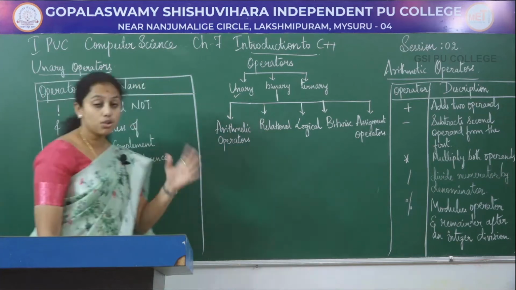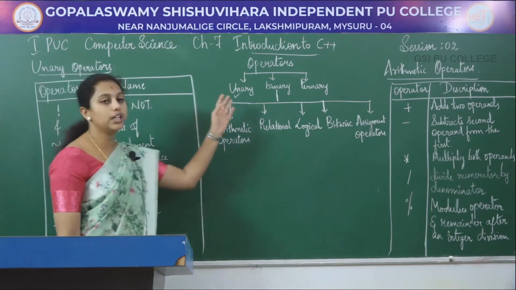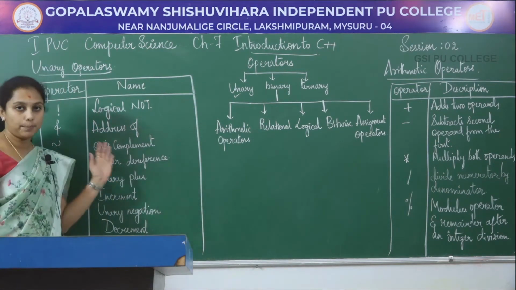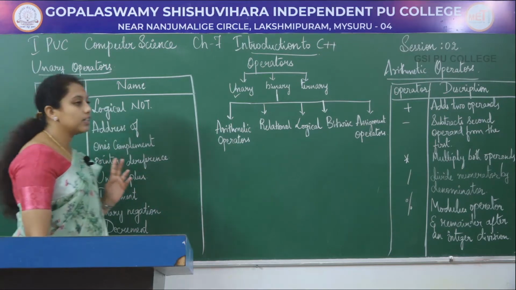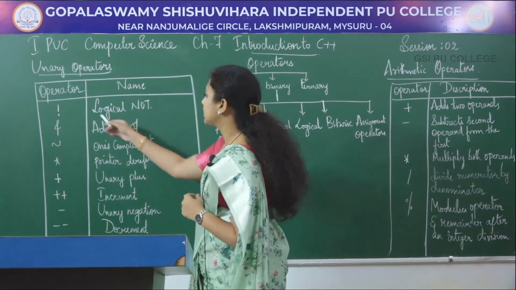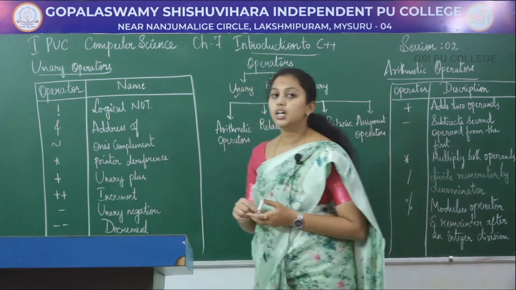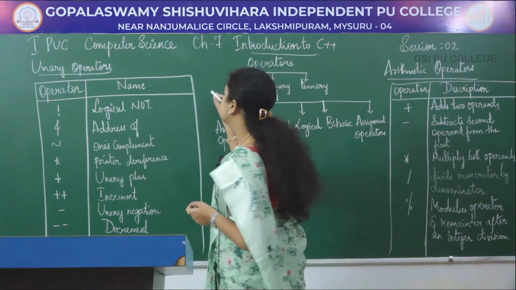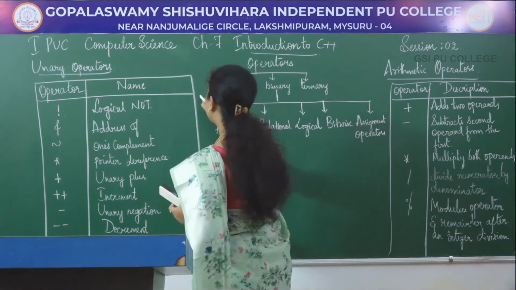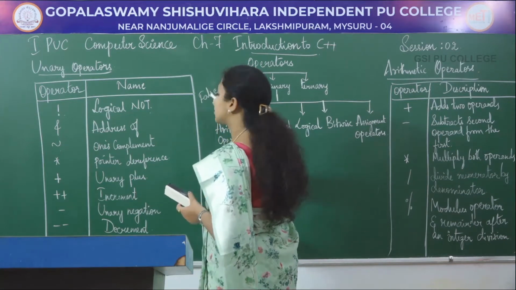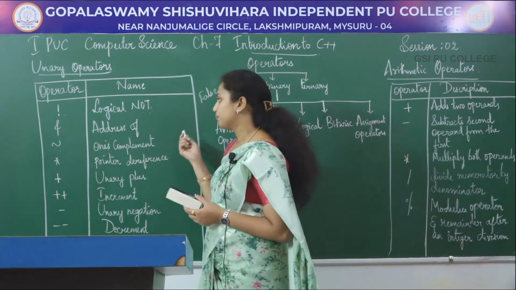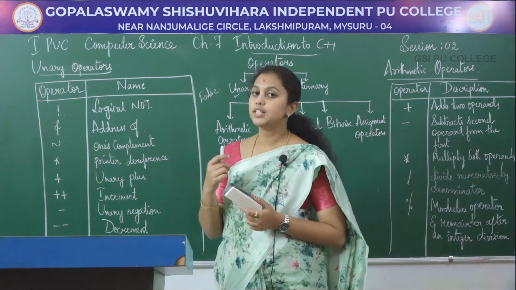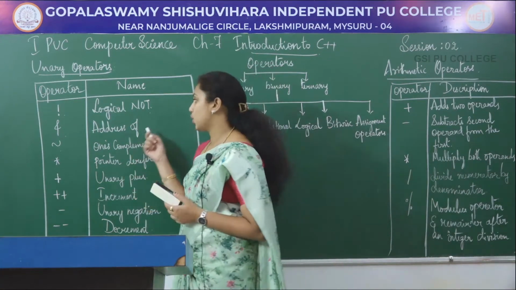Now let's see the different types of unary operators. Here is a list of unary operators. The first one is the logical NOT operator, which reverses the logical state of an operand. If the condition is true, then the output will be false. If the condition is false, then the output will be true. Next is the address of operator, which is used to give the address of its operand.